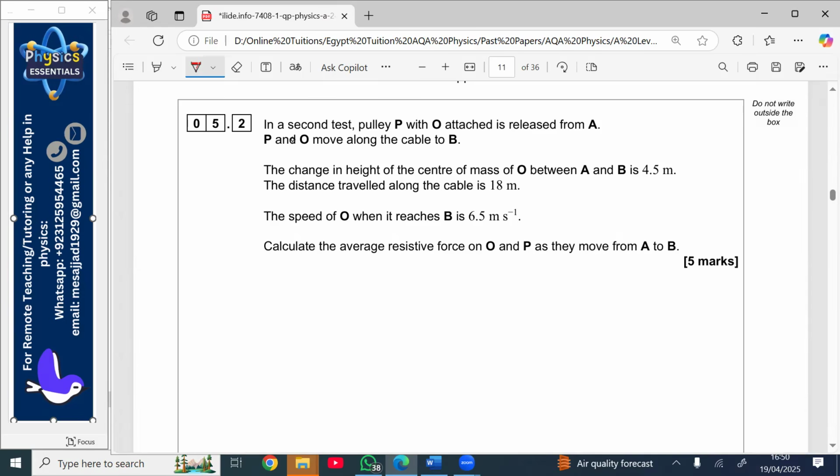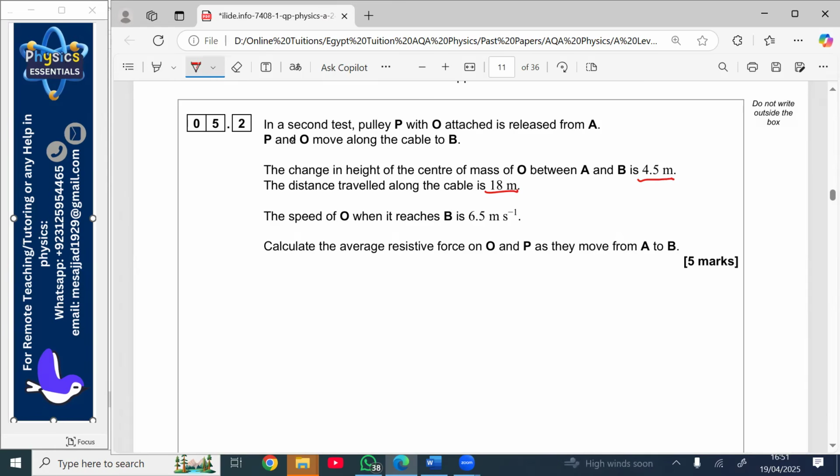It's very easy to understand now. This is the height by which the body came down from A to B. Okay. The distance traveled along the cable is 18 meters. Now the total cable from A to B is like a slant distance or a slant height, not the vertical, but the slant height. Like the inclined distance that the body covered from A to B, it's 18.